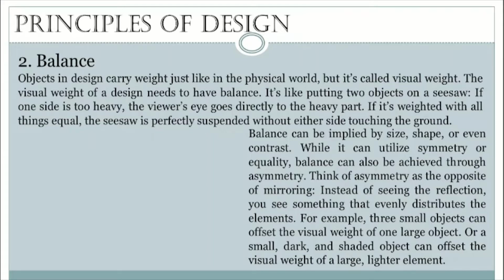Balance can be amplified by size, shape, or even contrast. While it can utilize symmetry or equity, a balance can also be achieved through asymmetry. Think of asymmetry as the opposite of mirroring. Instead of seeing the reflection, you see something that evenly distributes the elements. For example, three small objects can offset the visual weight of one large object, or a small dark and shaded object can offset the visual weight of a large lighter element.